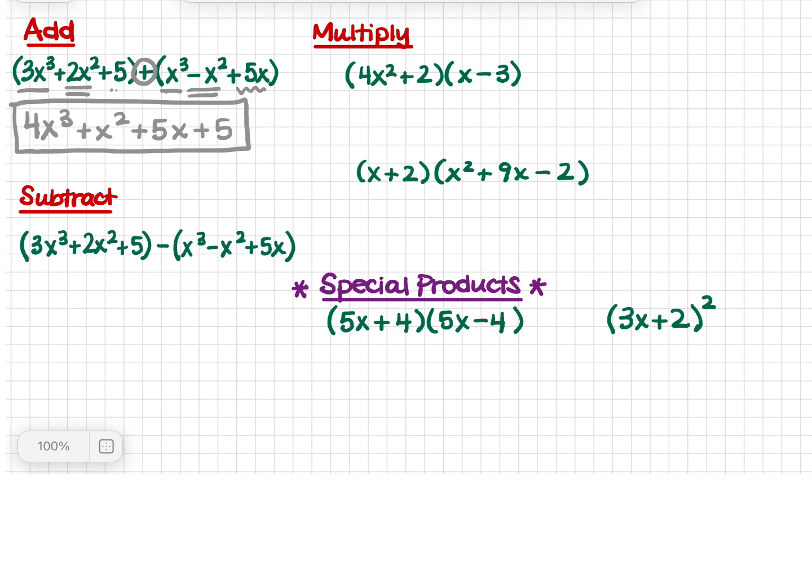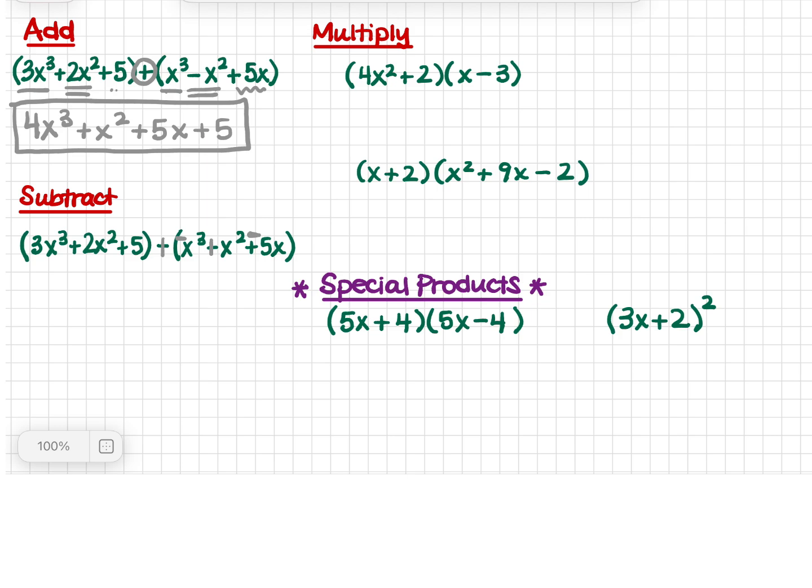For the subtraction ones, I think what I would do is just go ahead and distribute that negative sign right away, so then you don't have to worry about it. So instead of subtracting, I would just add the opposite, right? So just change it into an addition problem, but everything is going to be opposite of what it was.